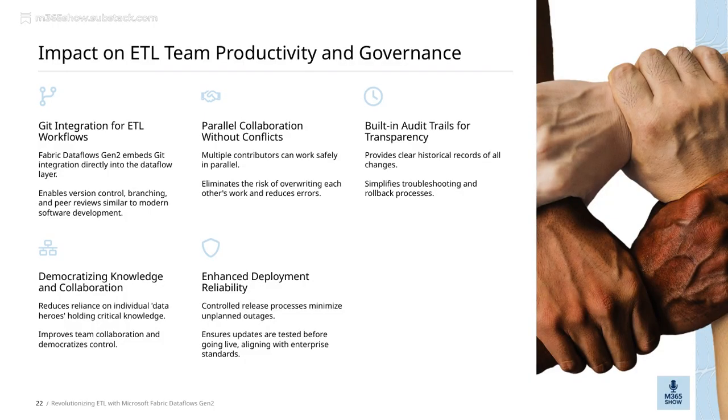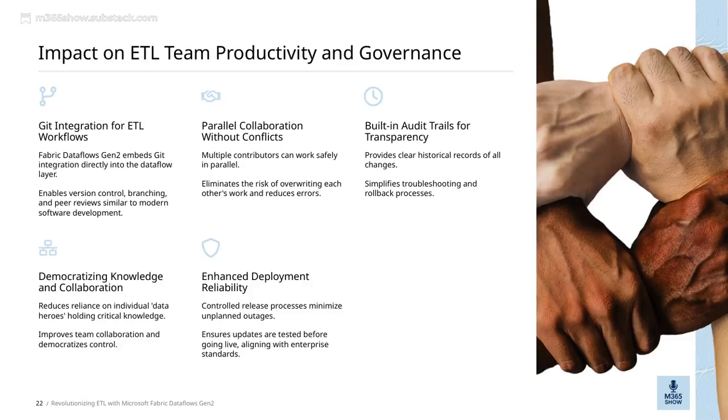And to bring it all together, Fabric Dataflows Gen 2 integrates Git directly into the data flow layer. This means we can leverage version control, branching, and peer reviews, just like in modern software development. It's a powerful way to ensure quality, track changes precisely, and support collaborative workflows across the team. Altogether, these innovations are revolutionizing how we manage ETL processes, making them more reliable, collaborative, and aligned with the best practices in software development.